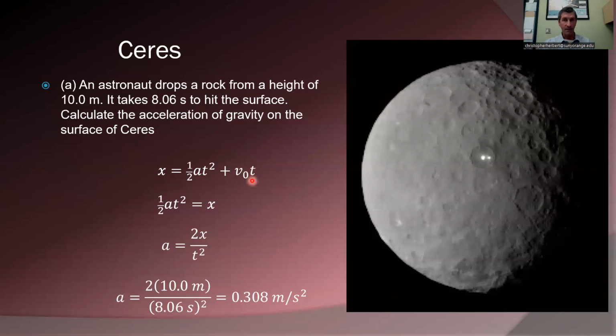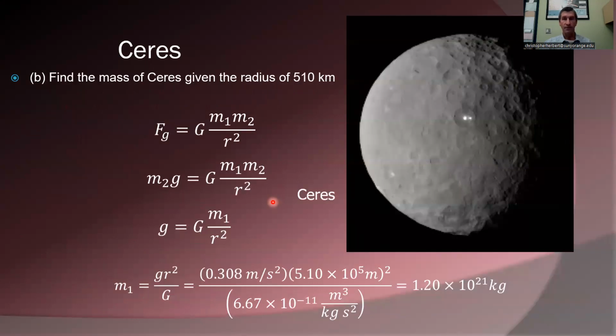Of course, v naught t is going to be 0 here because we're starting at rest. So the distance that something falls is equal to 1/2 the acceleration times time squared. So now we say the acceleration is 2 times the distance divided by time squared. And we get 0.308 meters per second squared for the acceleration. So that's the surface gravity of Ceres by simply dropping a body, like we could do the same on the surface of the Earth.